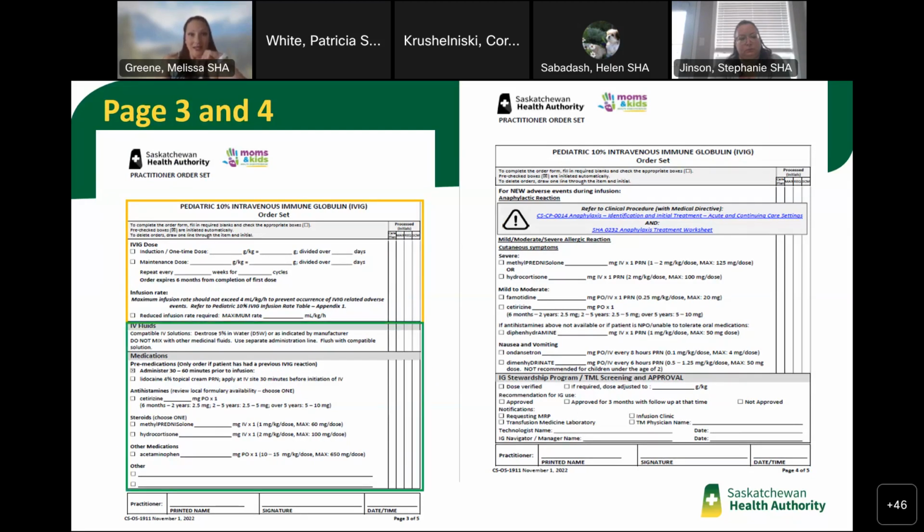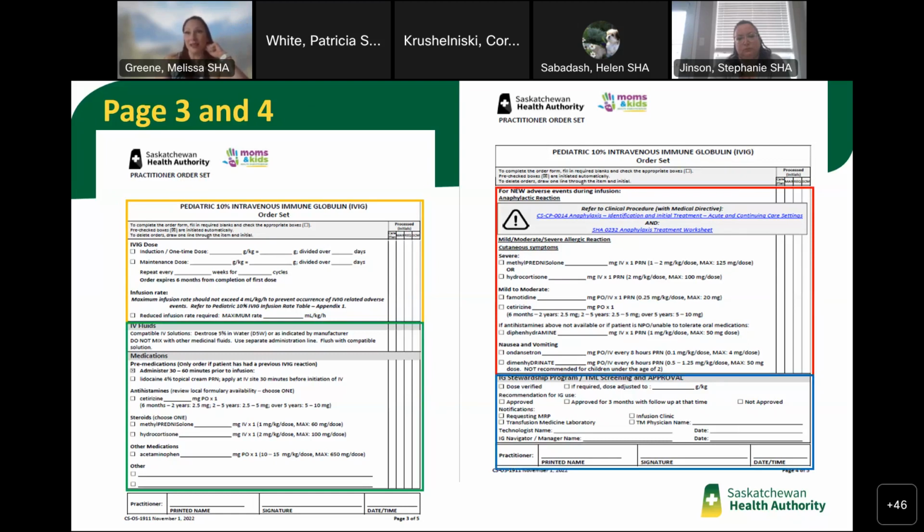IV fluid subs up next, and this is just if the physician wants to have any medications prior to the IVIG infusion. Premedications are only actually given if a patient has had a previous reaction to IVIG. You'll notice that medications continue onto page 4, and the medications on page 4 are the ones for if the patient starts to have a reaction. So these would be your PRN medications if there's any kind of issue with the IVIG infusion.